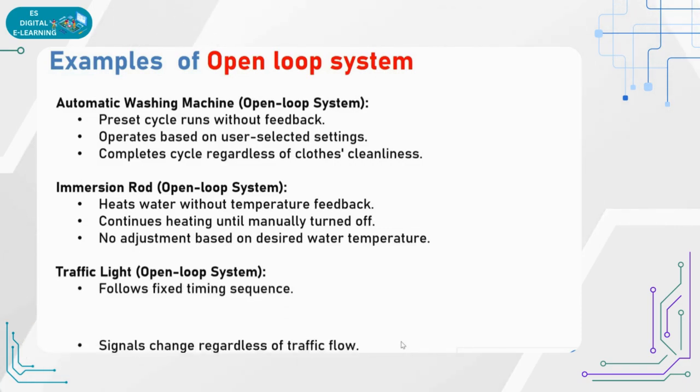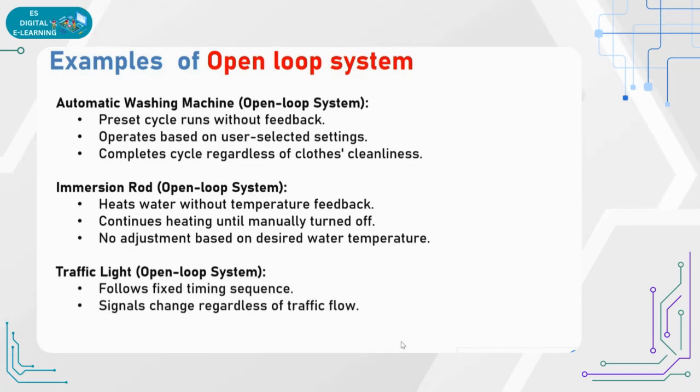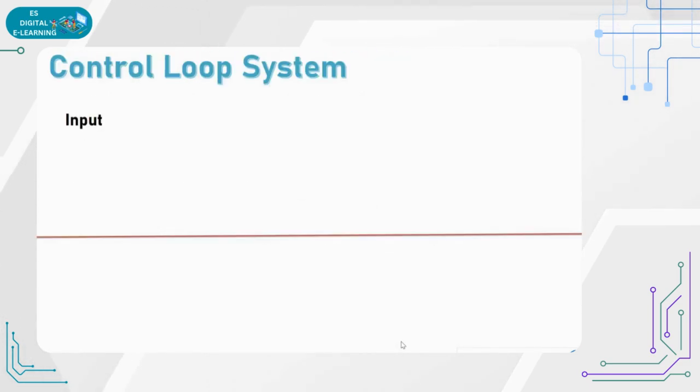Some points on the traffic light: it follows a fixed time sequence. It depends upon the time only; the traffic will be adjusted by time, not by the vehicle flow. So these are some examples of the open loop system.